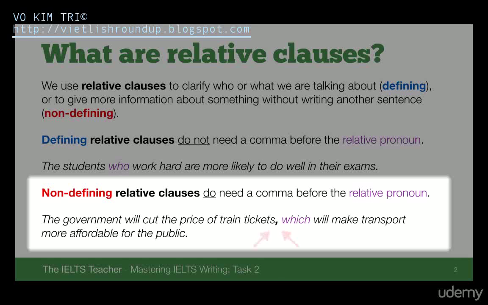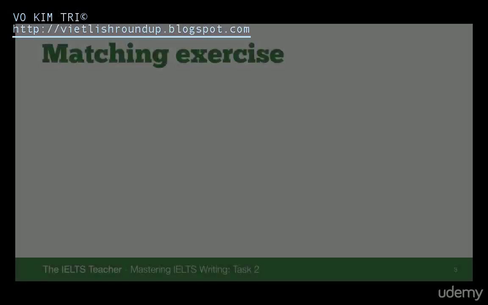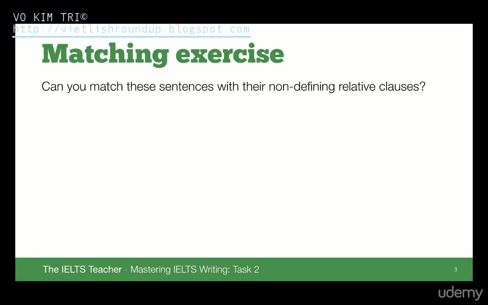Notice though the comma, that comma is so important, okay? That is what defines your non-defining relative clauses, or it's one of the elements that defines it. We need to use the comma there. So let's do a quick matching exercise. Can you match these sentences here with their non-defining relative clauses? I'm not worried about defining relative clauses. You should already have a fairly solid command of that grammar point if you're aiming for a 6 to a 7, 7.5, 8 score anyway. So we're going to look at non-defining relative clauses as they are a slightly more advanced grammatical structure.